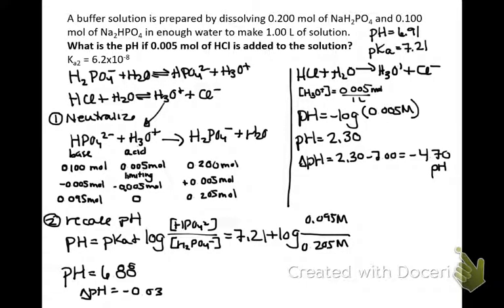So a buffer buffers by keeping that ratio of the weak conjugate acid form and the weak conjugate base form pretty close to 1. And you see that while the pH does change a little bit when we add a strong acid to the buffer, it is a very small change compared to the change we see if we add that strong acid or base to an unbuffered neutral solution.